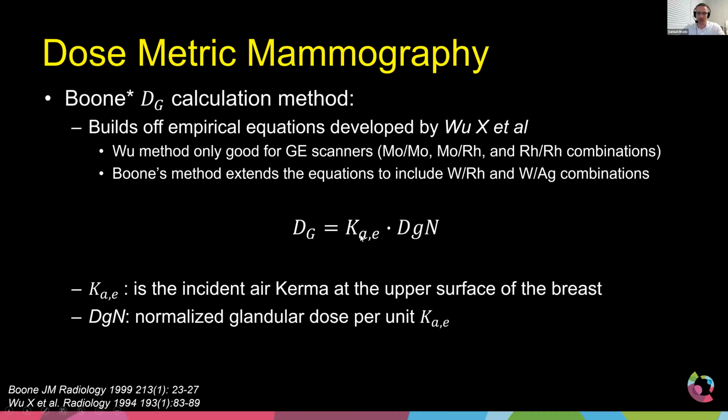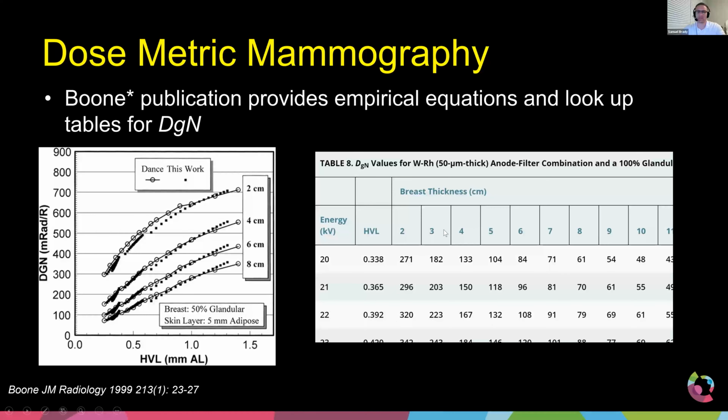Basically, you still need to know the air kerma at the upper entrance surface of the breast, but then there's just a single value. Instead of the CGS correction coefficients, now it's just this D sub GN. And that value is, once again, a value you could look up in a lookup table.